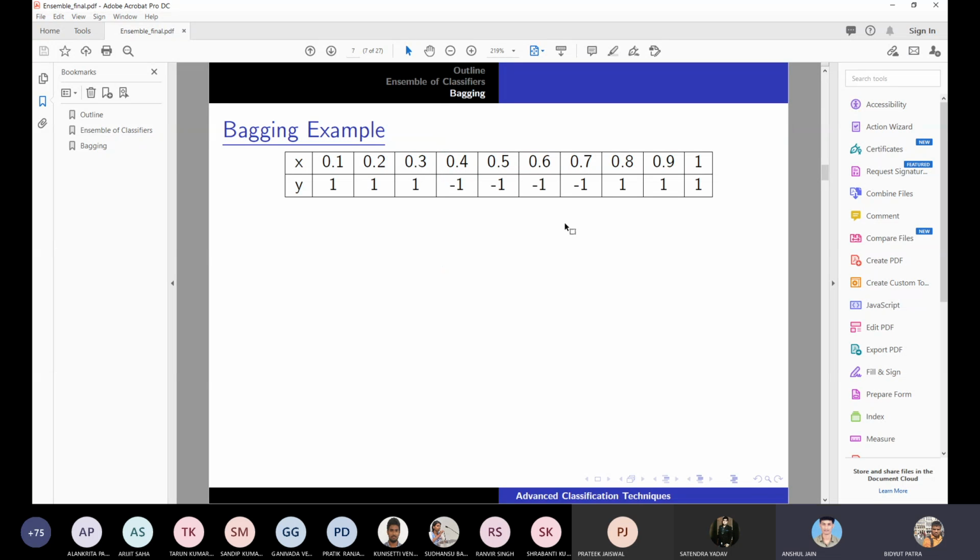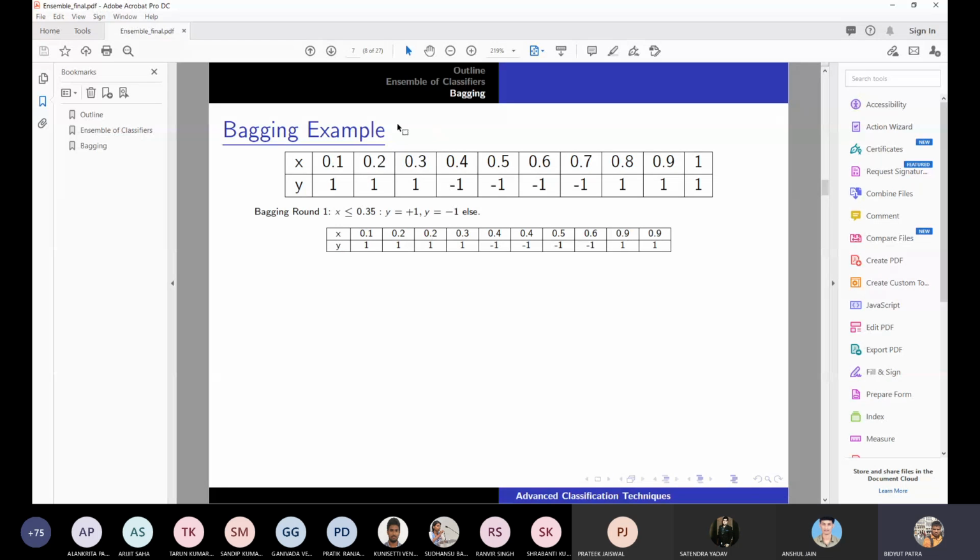Now what we did in the example, we arbitrarily picked 10 samples out of the 10 samples, but with replacement. So in this example, let's say after picking 10 points we got this set of points, 0 0.1, 0 0.2, and because there is replacement, we got the points twice here.